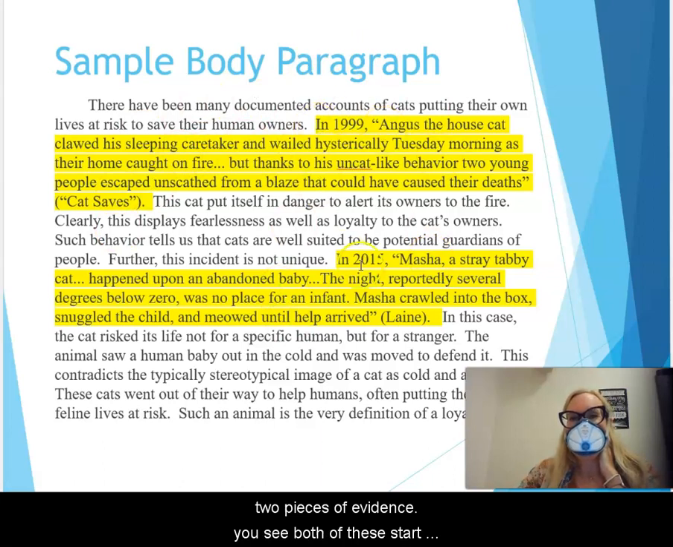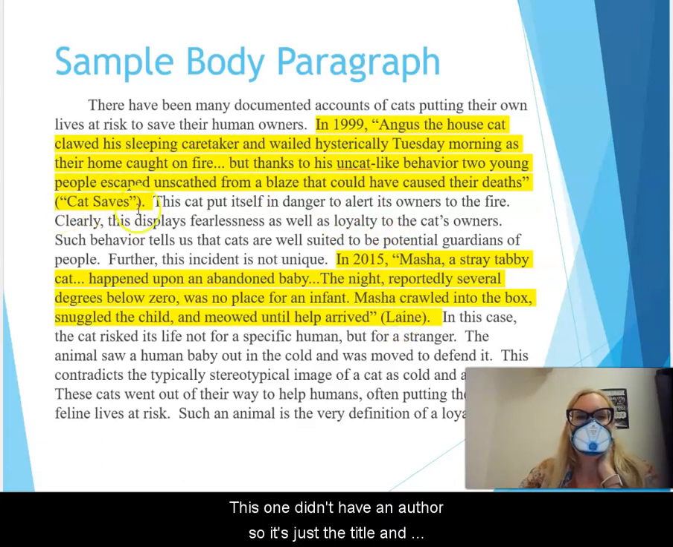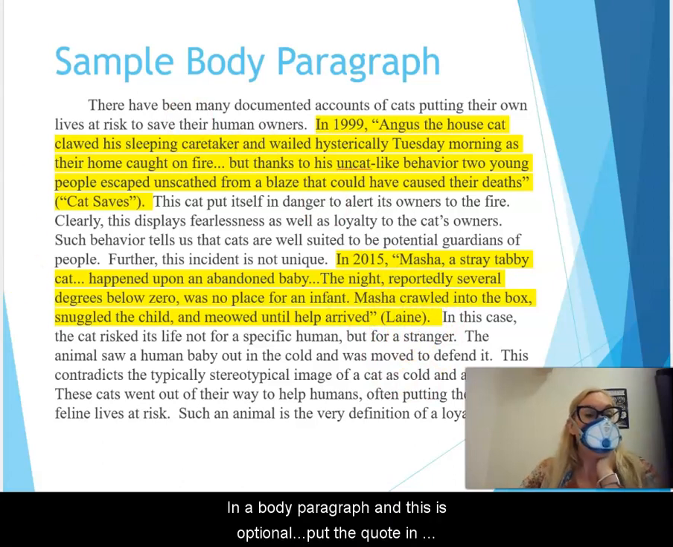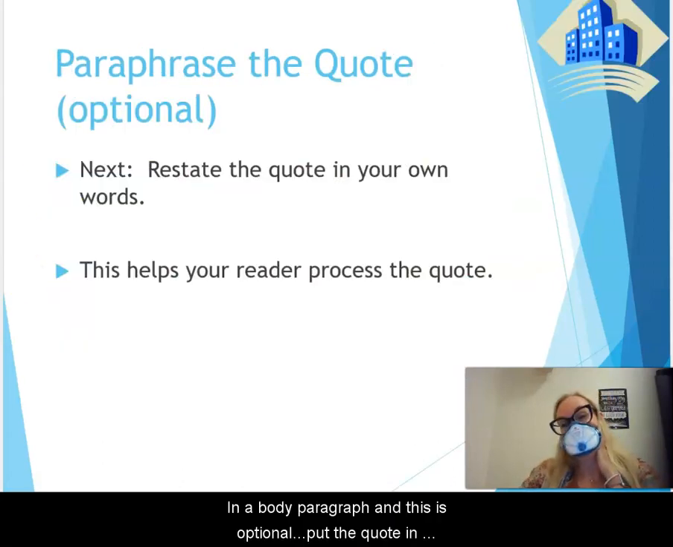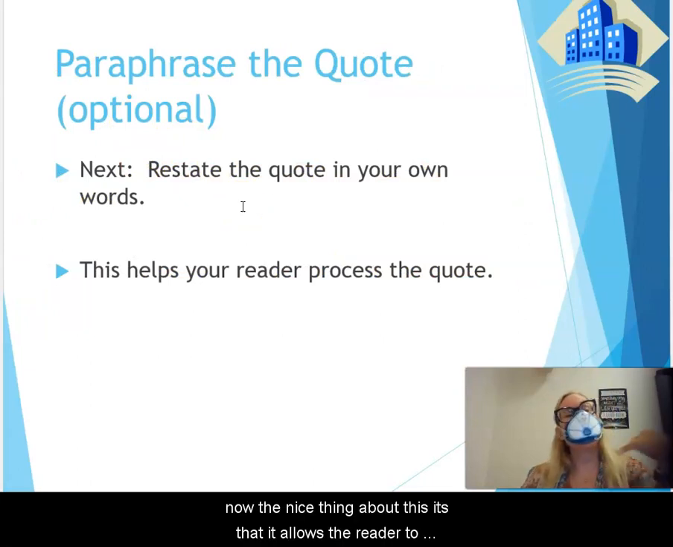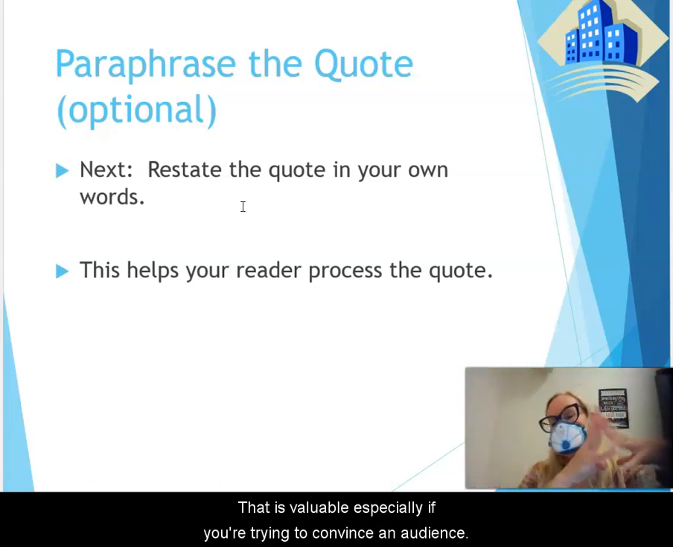You can see both of these start with my own words and end in an in-text citation telling me where I got it. This one didn't have an author, so it's just the title, and this is the author's last name. All right, next, in a body paragraph, and this is optional, you can restate the quote in your own words. The nice thing about this is it gives your reader time to process what you've written, and that can be valuable if you're trying to convince a resistant audience.